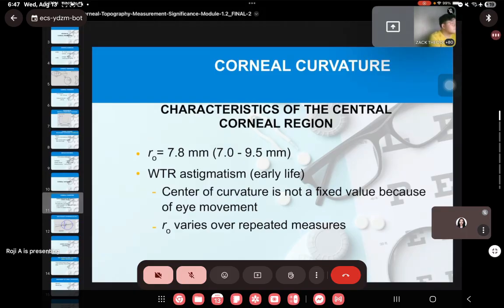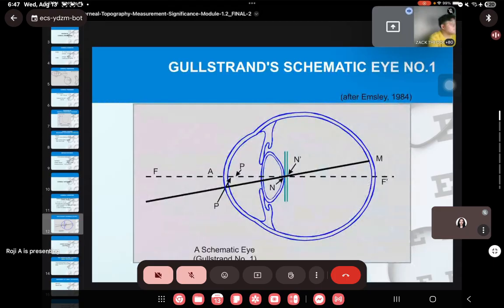Yep. Okay. So, in early life, we are told that everyone, or mostly, unless there's a defect, has with-the-rule astigmatism. The center of curvature is not a fixed value because of eye movement, and the radius varies over repeated measures. Okay, so this is the Gullstrand schematic, which you use. I believe you guys are also using the schematic. Are you guys using the schematic?